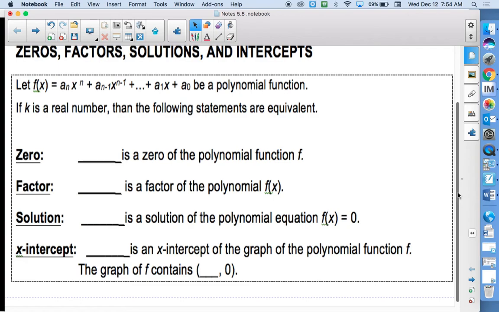It says if k is a real number, then the following statements are equivalent. So we're just saying k could be a 5, a 10, a negative 3, a negative 8. Just some kind of number, we're just calling it k. The first one says a 0, that would be our first term, which is the ones you just looked at. So it can be a 0 when we write it as x equals k.